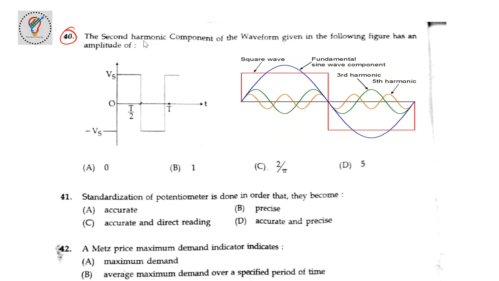The second harmonic component of the waveform given in the following figure has an amplitude of... okay, the given signal is a square signal and it is a symmetrical wave. Symmetrical means both the negative and positive half cycle areas are going to be the same. For example, here it is Vs with a time period of T by 2, and the negative half cycle also has an amplitude of minus Vs, but what is its time period? T minus T by 2. That means overall it is T by 2.